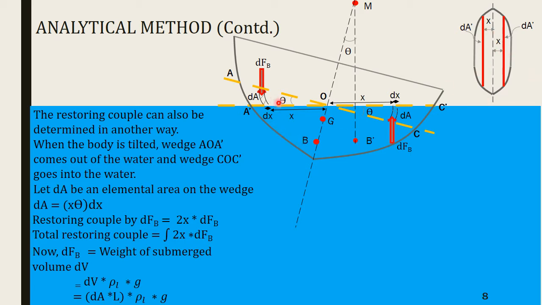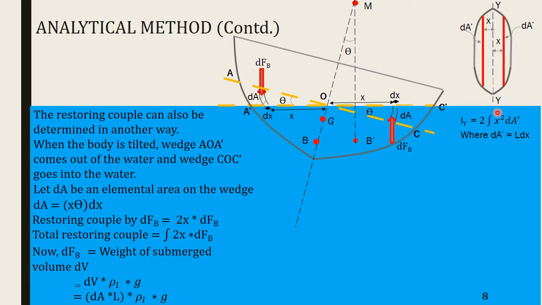This distance x has been shown here, x on either side, just like dA is placed at x and x from O. So if this is the axis YY, then Iy is given as 2 times integral x squared dA dash. Now dA dash is given by L into dx. This is the basic definition for moment of inertia.